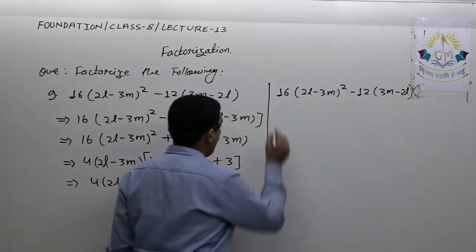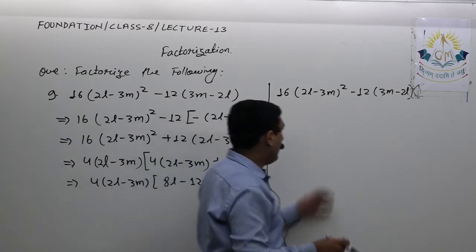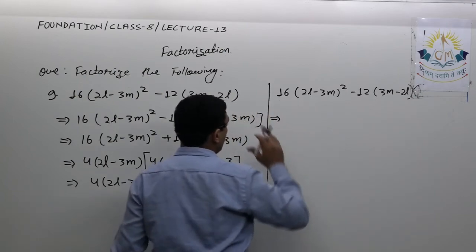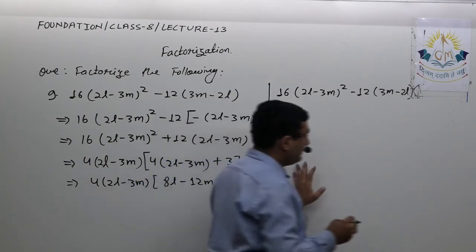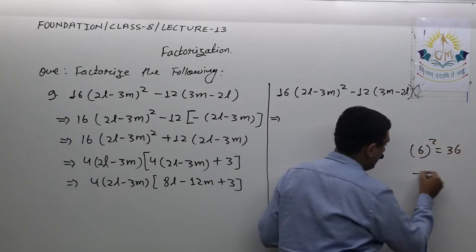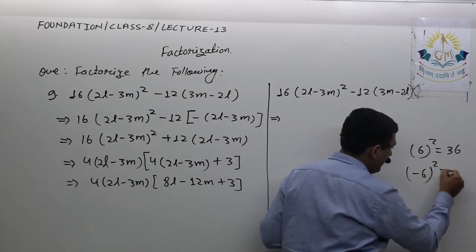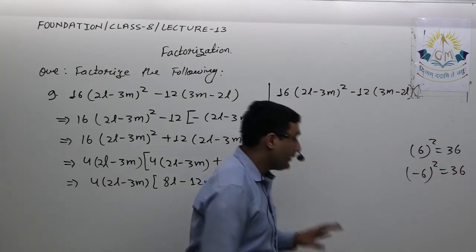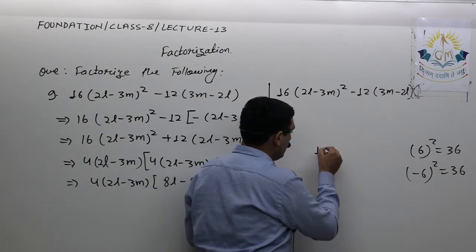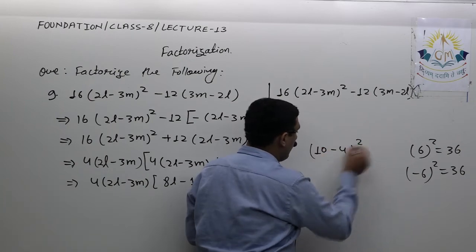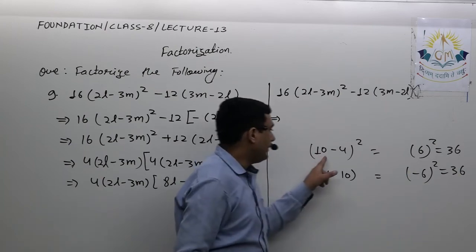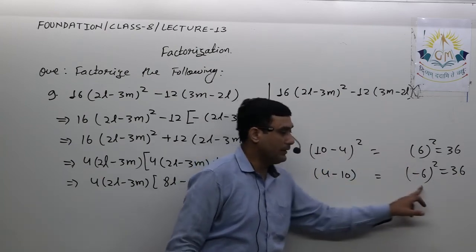Okay, so again the very first thing that we can observe is that these two terms are almost similar, they just differ in sign. See, 6 square is 36, and if I write minus 6 square, then again it will be 36, isn't it? In other words, 10 minus 4 whole square, or 4 minus 10 whole square, remains the same. 10 minus 4 is 6 square, 4 minus 10 is minus 6 square.